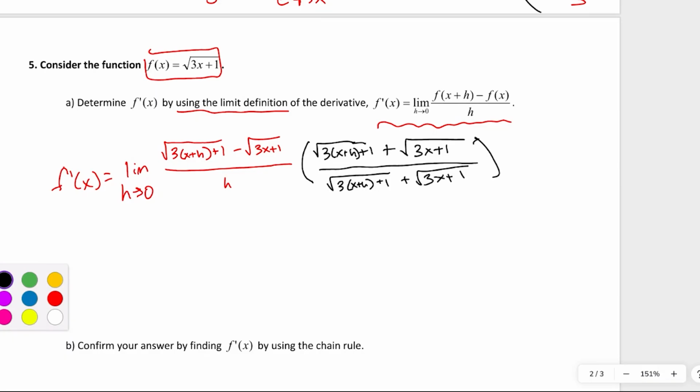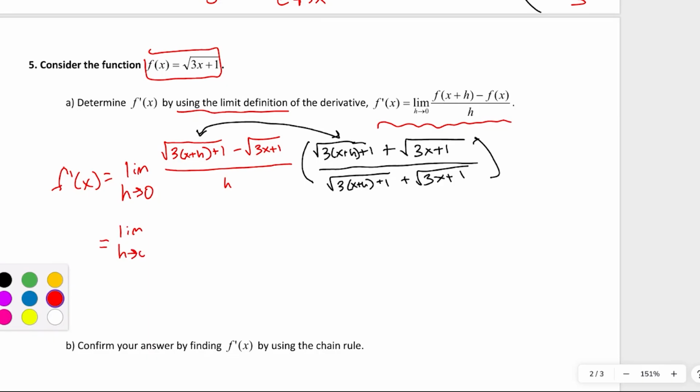And recall that we really don't want to multiply out the denominator because we do want that h to cancel. And the numerator should be able to be simplified pretty easily because if we multiply these two things together, that is the same expression. And so when you multiply a square root by itself, you're just left with whatever's underneath the square root.